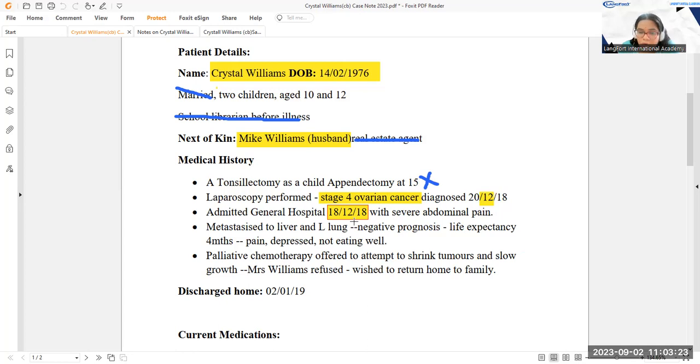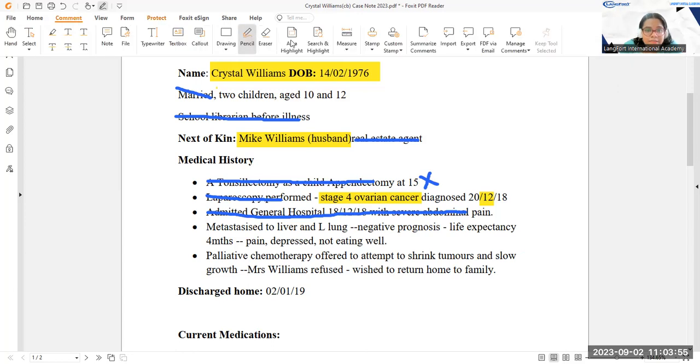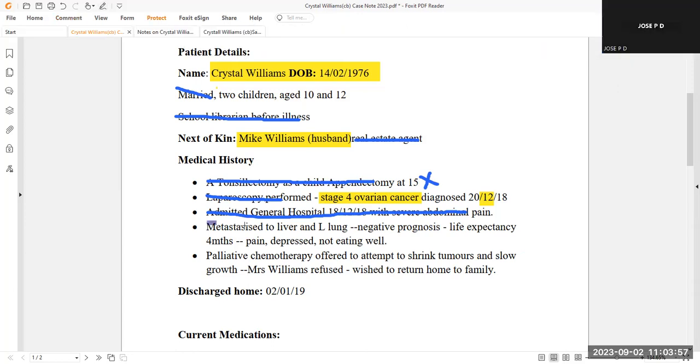Now, should I say the patient was admitted with abdominal pain? Is that important? No need. Why does it matter to the reader now? Listen to me carefully, the reader knows the patient has ovarian cancer. Diagnosis is important. Diagnose the condition. But you don't need to write the symptom that led to it. You don't need to write laparoscopy. You don't need to write tonsillectomy. All those things are not required. Now, what about the metastasis? Should I include that? Yes, I can write that.